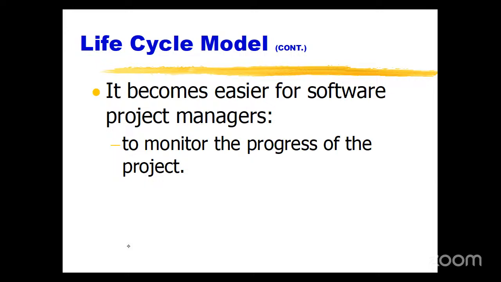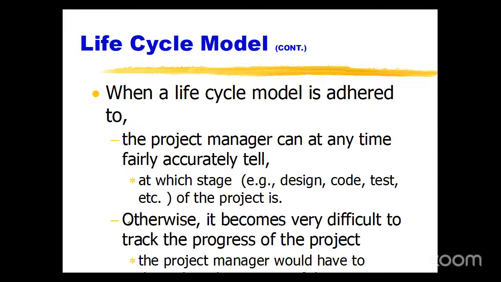So when you are entering into your life cycle phases, you must first complete the exit of the previous phase. Okay. Once the previous phase exit is finished, then only you are allowed to enter into the next phase entry. So it lets the project manager monitor each and every project. Very simple, right? So when a life cycle model is adhered to, the project manager can at any time fairly accurately tell at which stage the project is, right?